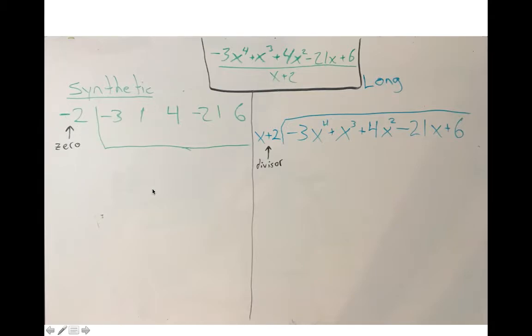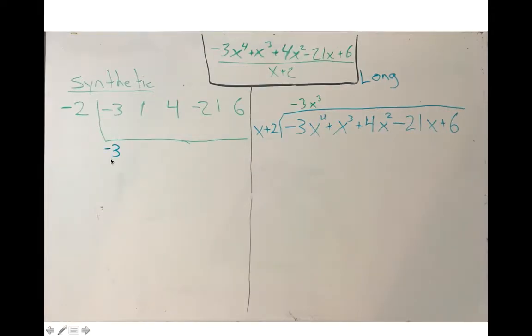So we have negative 2 here. Here we use the divisor x plus 2. Okay. So we set that up. We drop down our negative 3. And here we're saying, what should we put here such that when it multiplies by this, we get our first term.